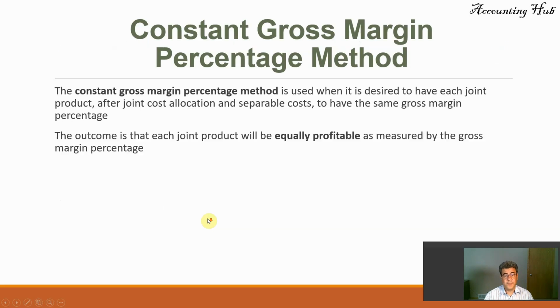Our video today: the constant gross margin percentage method is used when it is desired to have each joint product, after joint cost allocation and separable costs, have the same gross margin percentage. The outcome of each joint product will be equally profitable as measured by the gross margin percentage. Sometimes a lot of textbooks stop here. They don't give us numbers or an Excel file, because the math is quite hard here. However, we will do it.